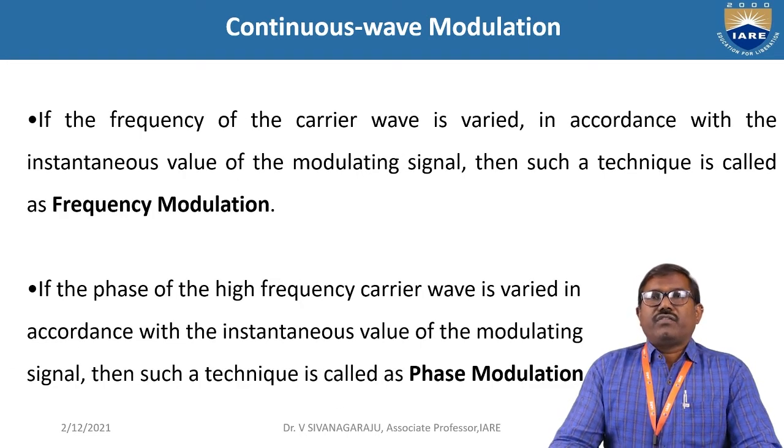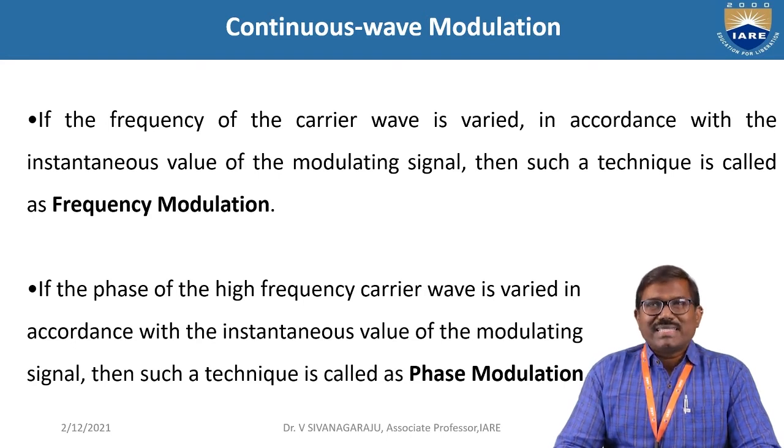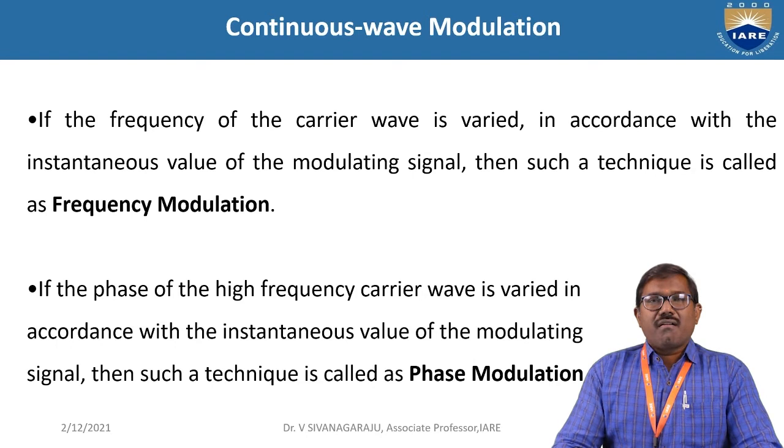So now, frequency modulation. If the frequency of the carrier wave is varied in accordance with the instantaneous value of the modulating signal, then we can call it frequency modulation. Already discussed. An analog signal has 3 characteristics: amplitude, frequency, and phase. So any one characteristic of the carrier wave varied in accordance with the instantaneous value of the message signal, we call by the name of that modulation.